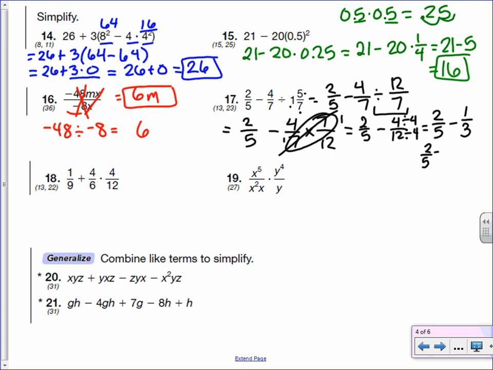I can write 2/5 as something over 15. To go from 5 to 15, I multiply by 3. So to go from 2, I multiply by 3 to get 6/15. I'm going to write 1/3 as something over 15. I multiply by 5. 1 times 5 is 5. So 5/15. So 2/5 minus 1/3 turns into 6/15 minus 5/15. And that gives us 6 minus 5 is 1/15.